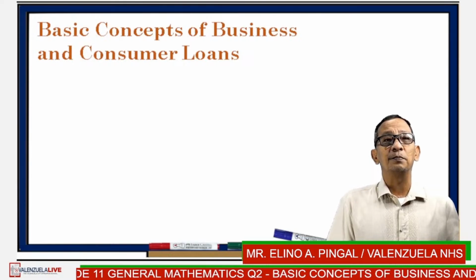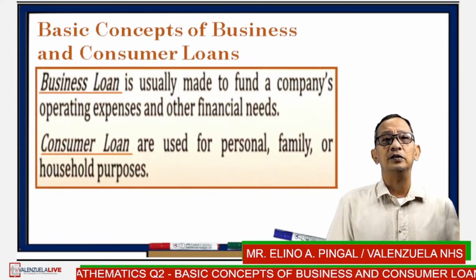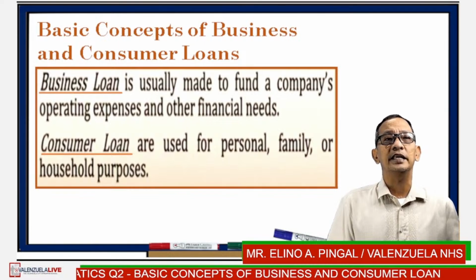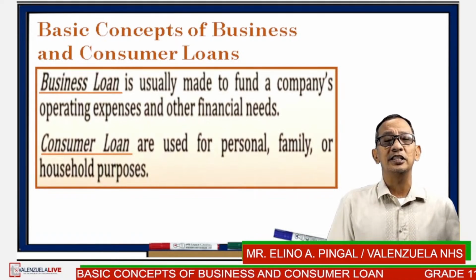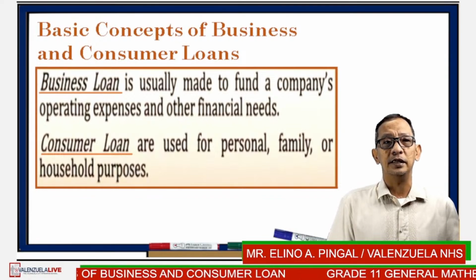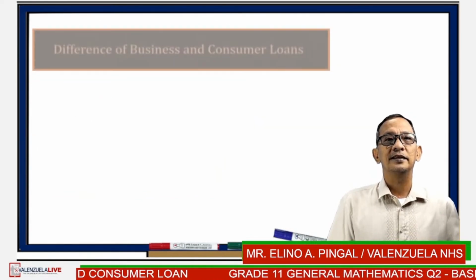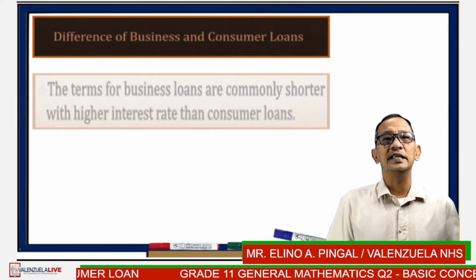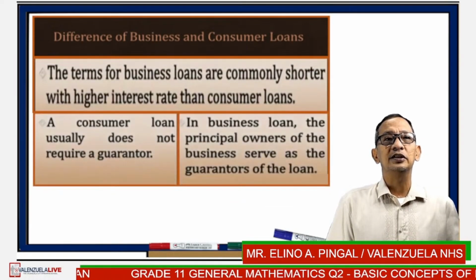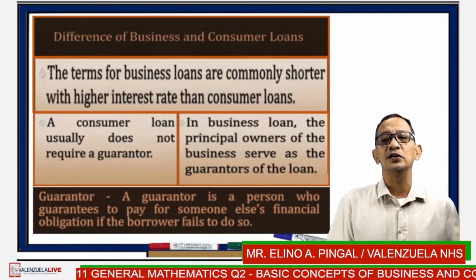Basic concepts of business and consumer loans. Business loan is usually made to fund a company's operating expenses and other financial needs. Consumer loans are used for personal, family, or household purposes. Difference of business and consumer loans. The terms for business loans are commonly shorter with higher interest rate than consumer loans.